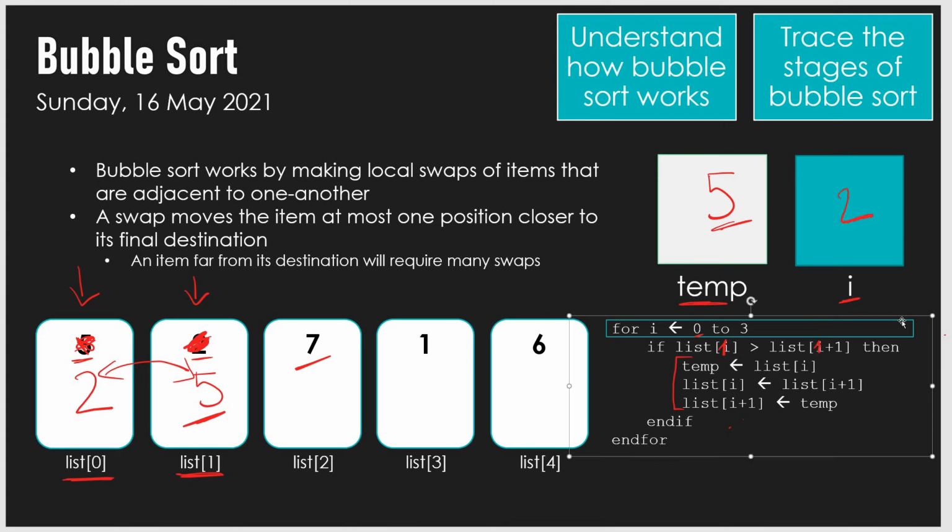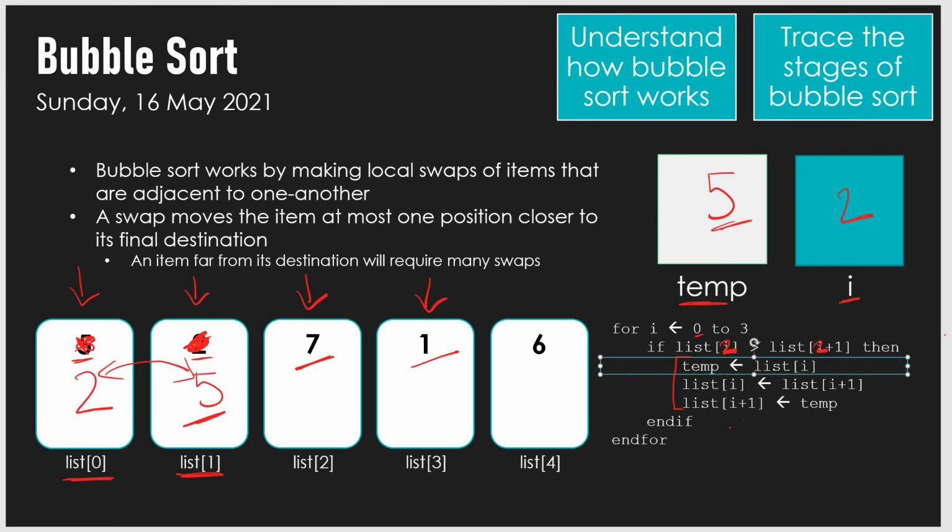Now we go to the second line of this algorithm, and instead of checking index 1, we're checking index 2, to see if that is greater than list index 2 plus 1, so that's 3. So we're looking at this index here and this index here. Now 7 is greater than 1, so that's a true statement, and we're going to execute the swap algorithm. So temp is going to be assigned whatever list index 2 is. So we're going to bring the 7 over.